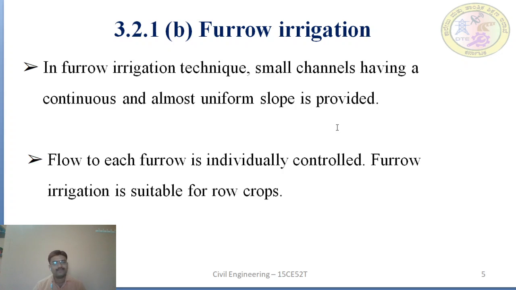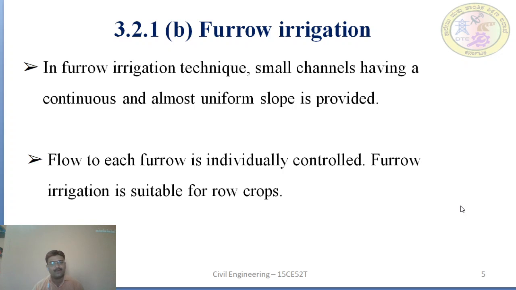Now going further to furrow irrigation. It is an irrigation technique where small channels having a continuous and almost uniform slope are provided. So what is furrow irrigation? It is an irrigation where small channels, which are continuous and spread out, having a uniform slope are provided.